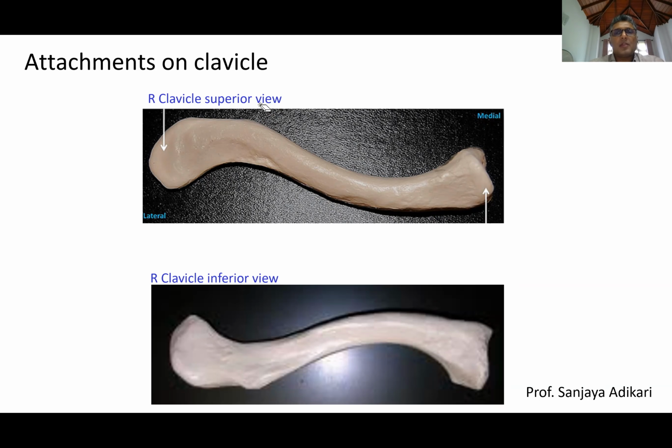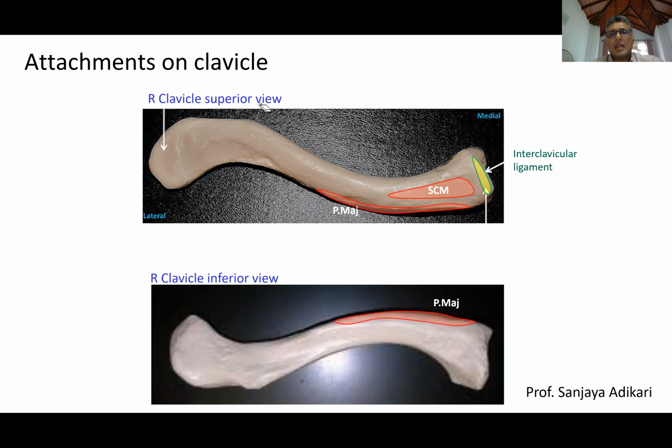Now, on the medial end, the superior surface, the clavicular head of the sternocleidomastoid is attached. Then there's a ligament called the interclavicular ligament, attached between the two clavicles. Then the medial 2/3 of the anterior surface is convex to the anterior side. To that area, the pectoralis major muscle is attached.